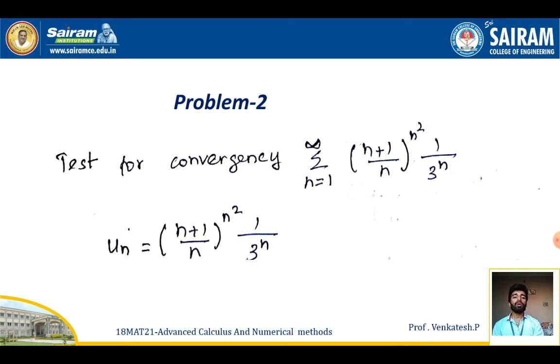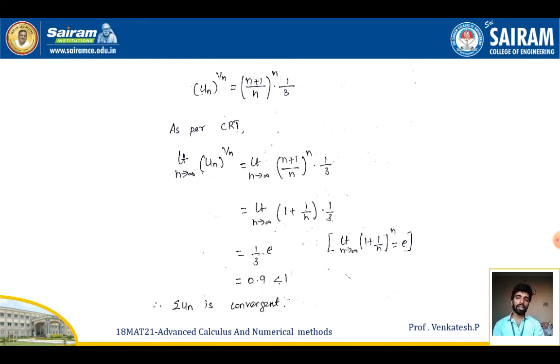So here also we can observe that the function is in terms of powers of n. Take the function u_n = ((n+1)/n)^(n²) × (1/3)^n. Since it is in powers of n, we can use the Cauchy's root test. According to the Cauchy's root test, I should have u_n^(1/n). So I'm going to apply u_n^(1/n) on both sides of the equation.